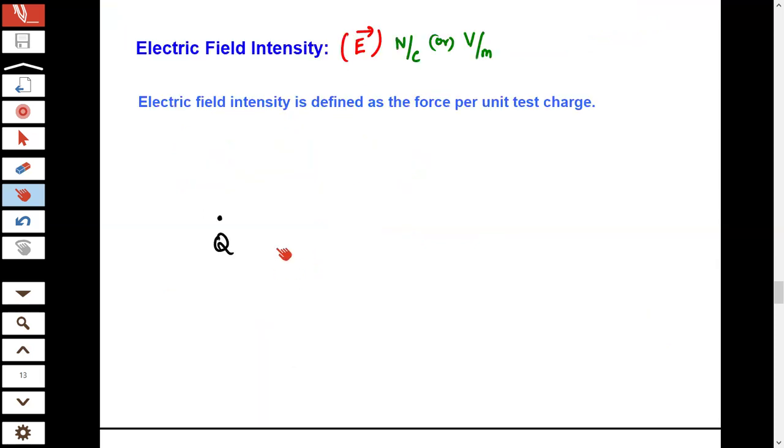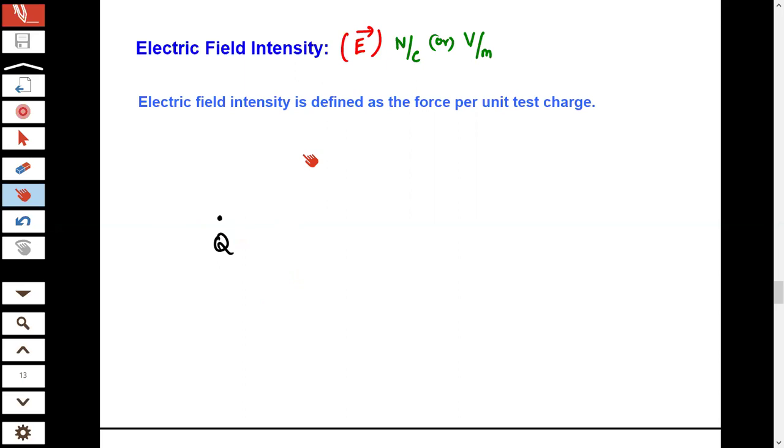The next topic of discussion will be electric field intensity. When we discuss electric field, if a charged particle is present, there will be a certain region around the charged particle where its electric force can be felt by another charged particle. That region around the charged particle where its electric force is felt is called the electric field, and the measure of that electric field, or the measure of the force experienced by a unit positive test charge, is called electric field intensity.